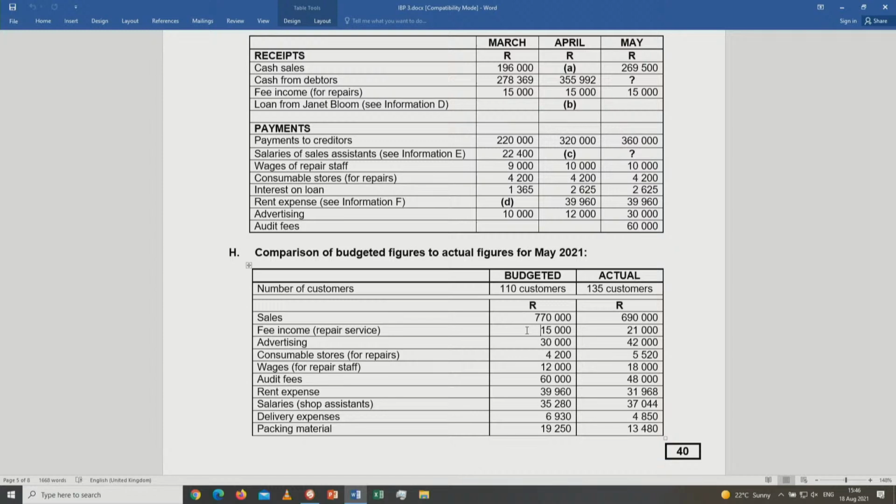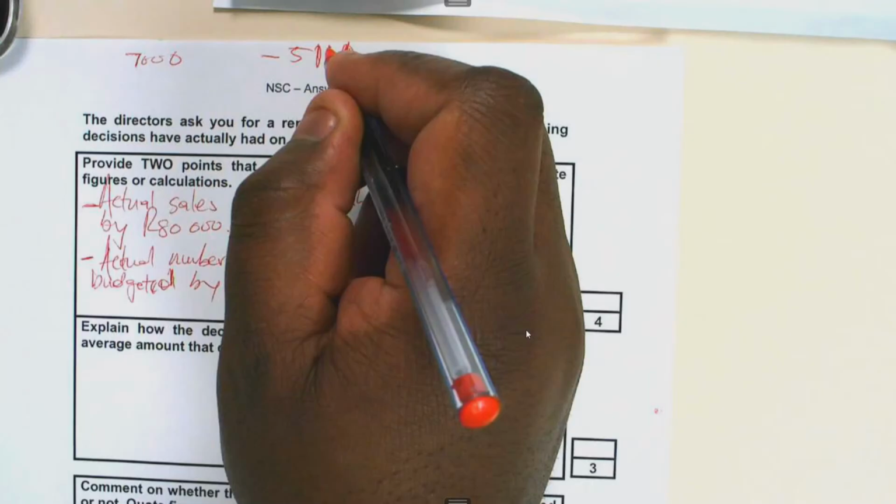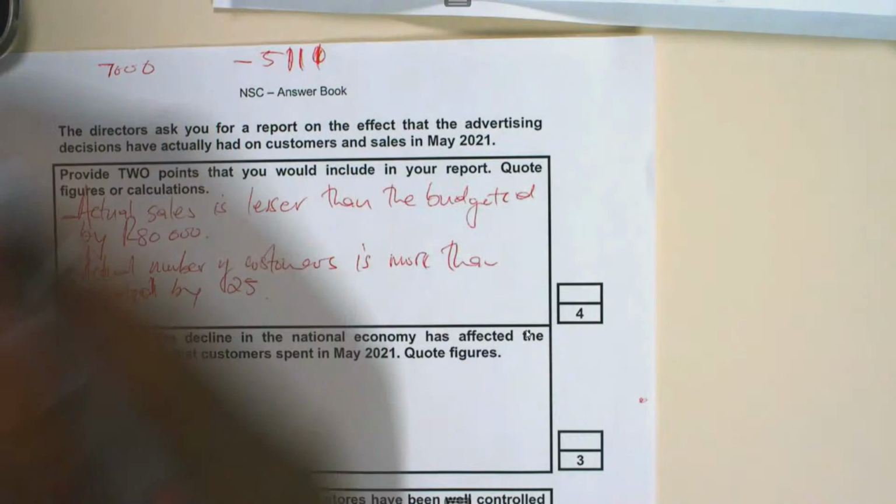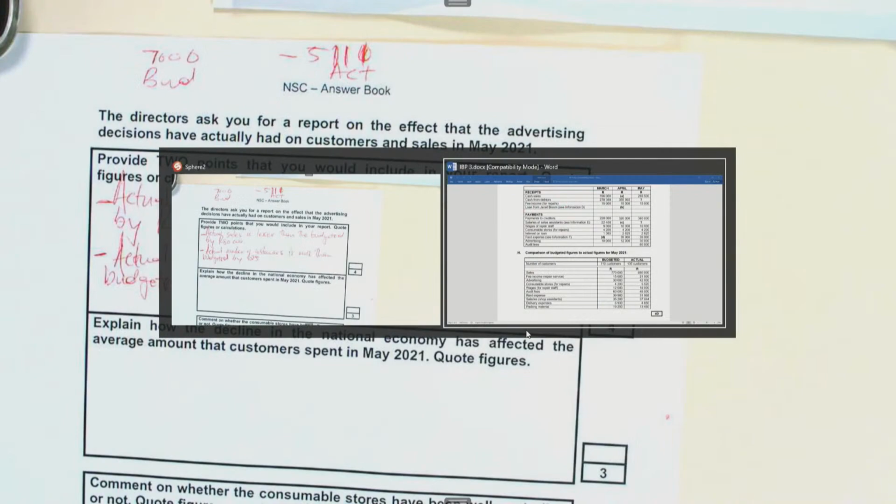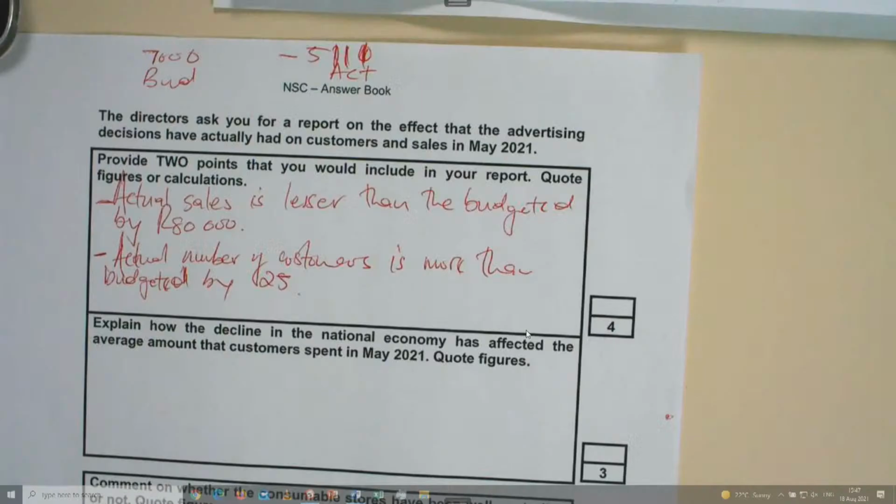So now let's look at the actual customers that came and the actual or the average money that was spent per customer. Remember, we have 690,000 and then we must just divide by 135. It means the actual average customer spent around 5,111. This was the budgeted, and then this was the actual. Right. Now, that is our first point.